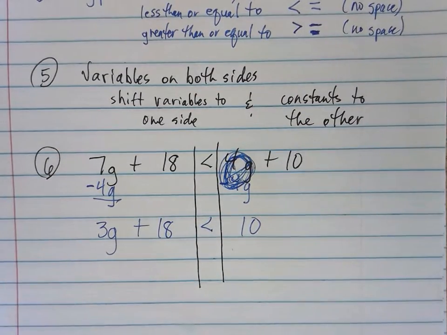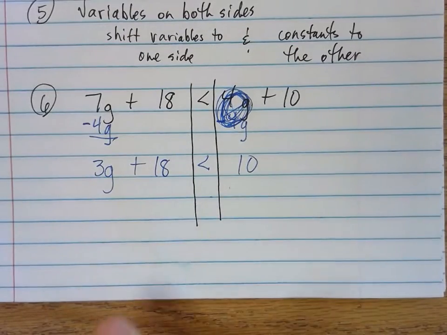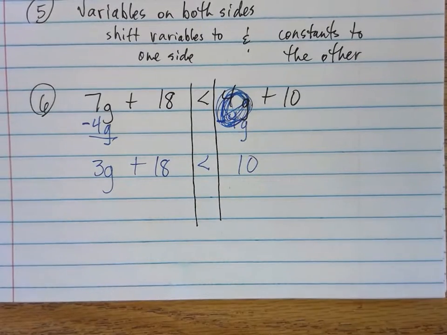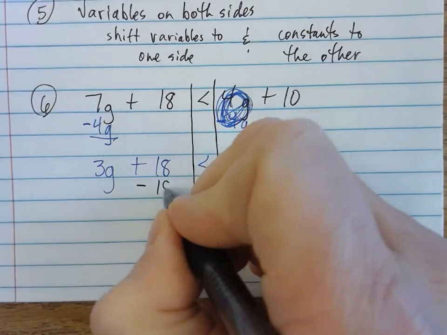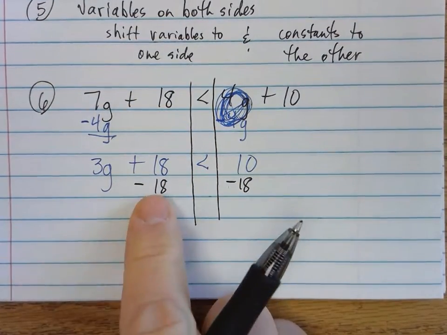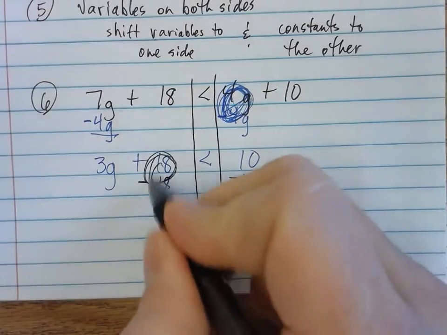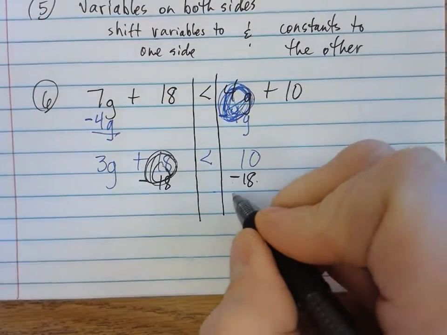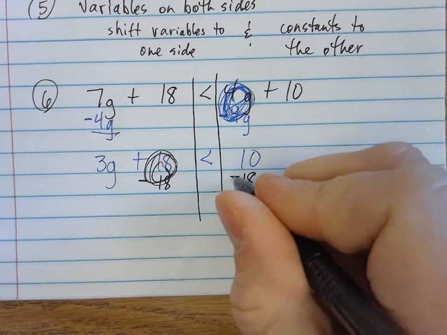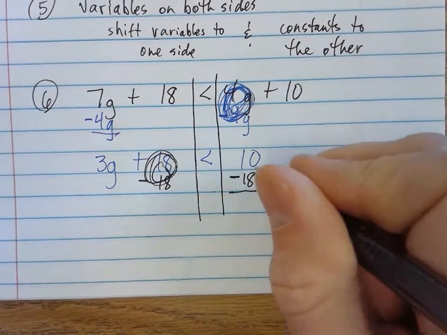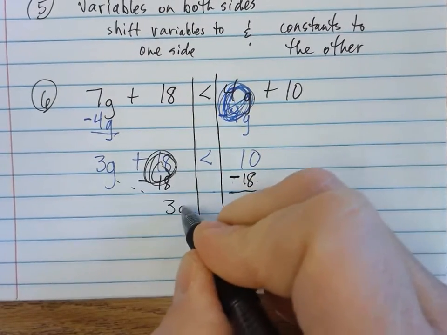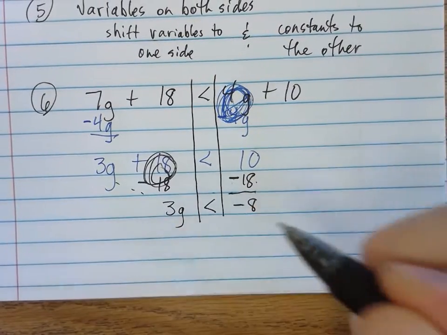All right? Now I'm down to a two-step inequality. So now again I want to get rid of the constant and slide it over here. So that's going to be a minus 18 on the left and a minus 18 on the right. These 18s over here, of course, are a zero pair. 10 minus 18: now remember what we were talking about earlier. These are different signs, so I'm going to subtract them and take the sign of the bigger number. So that's going to be a negative 8. And I'm just going to bring this down. So now I've got 3G is less than negative 8.